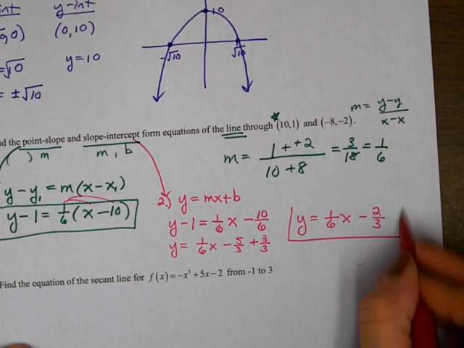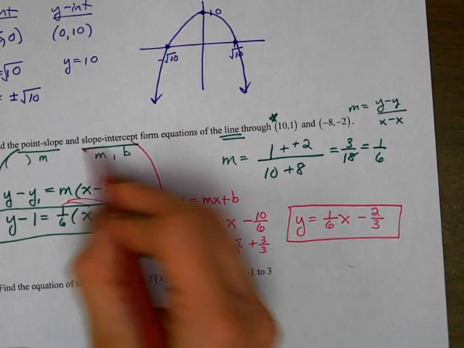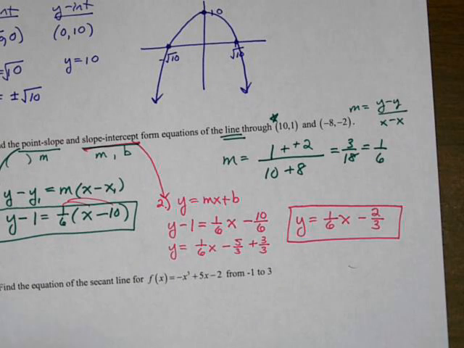So take a look at the multiple choice answers and see if they're all in that form, or if the directions say slope-intercept, then you're going to want to put it like that.